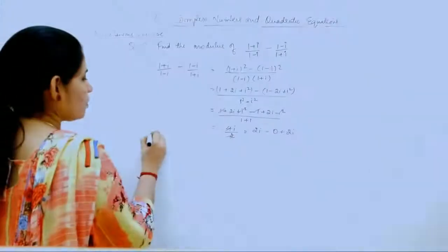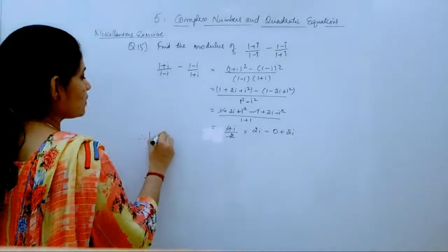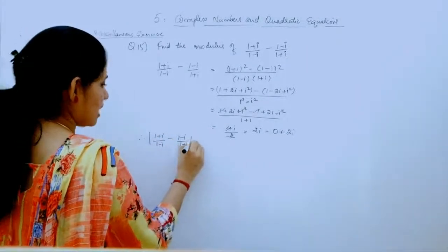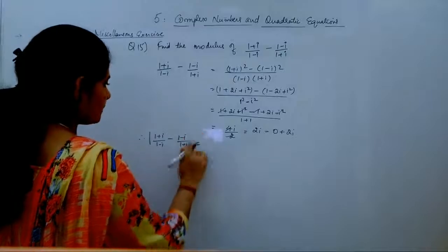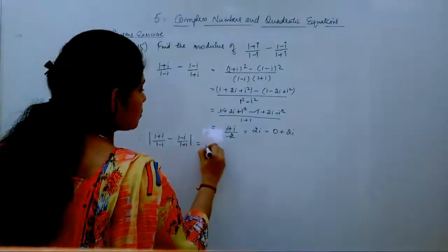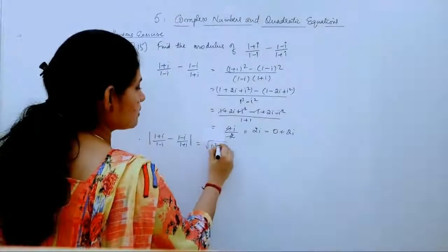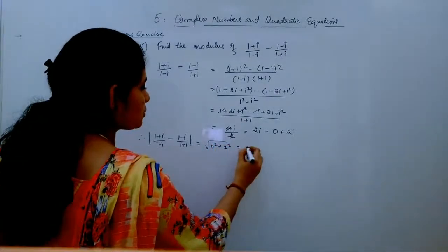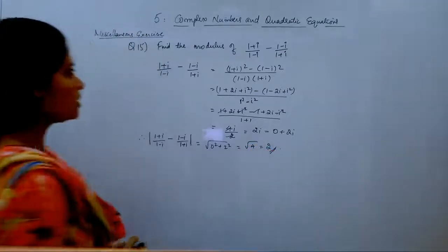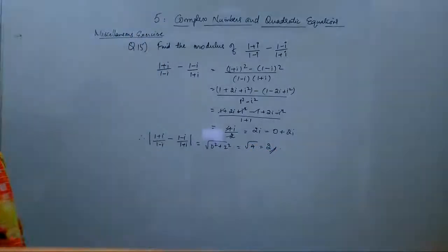Therefore the modulus of (1 plus i) by (1 minus i) minus (1 minus i) by (1 plus i) will be, what you will get here? Modulus is root of real part square plus imaginary part square, so that you are getting root of 4, which is 2. Therefore the modulus of this term is 2.